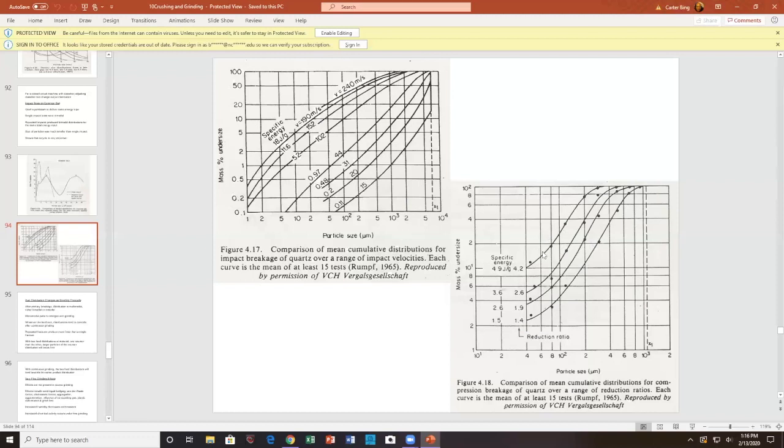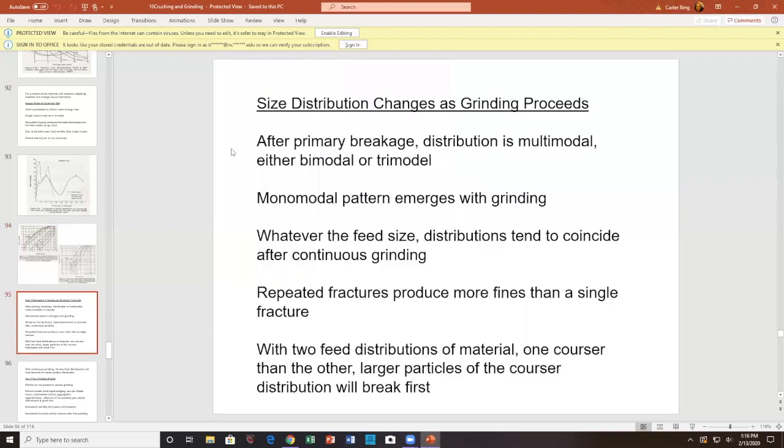Well, of course, it's a log-log plot, and there's a lot of things happening, but the shape is reproducible, if you can overlap those different distributions. Not so much here because this looks bowed. So size distribution changes as the grinding proceeds.